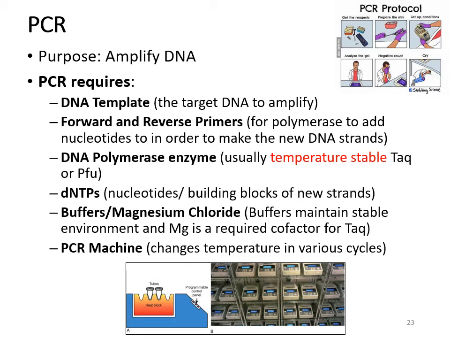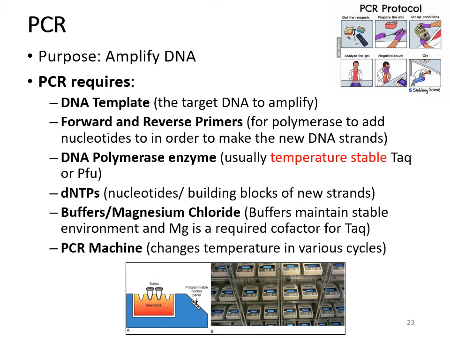And you may ask yourself, well, why would you want to do that? What scenarios? Well, it's important in things like crime scene investigation, paternity testing, evolution, diagnostic medicine. So you use it a lot in hospital labs as well. Now, in order to perform a PCR, there are various things you need. The first one is the DNA template, basically the target DNA that you want to amplify.